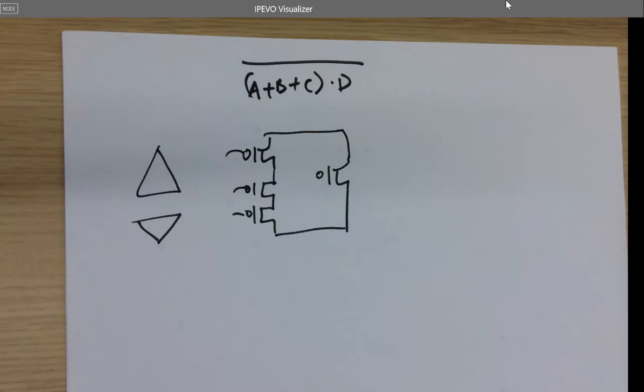So we have 3 in parallel. So 3 parallel transistors can be a little bit challenging sometimes, right? How do you draw 3 transistors in parallel? So what is this? Okay.